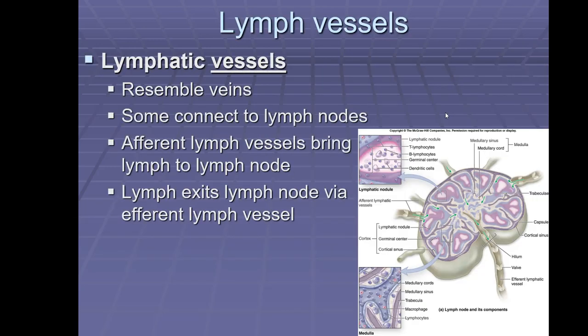The next layer, as the vessels get bigger, are just called lymphatic vessels. These are really similar to veins. As you can see, there's valves in them. Many of them connect to lymph nodes. We'll talk about that before this is over. Just for right now, terminology-wise, afferent lymphatic vessels bring lymph towards the lymph node. Efferent vessels carry it away from the lymph node.